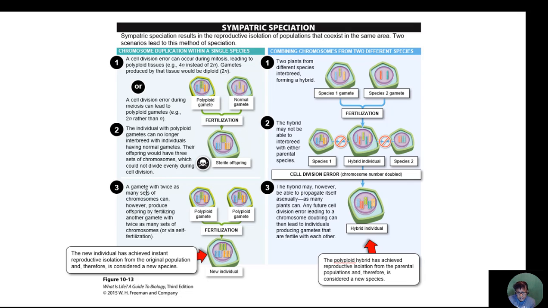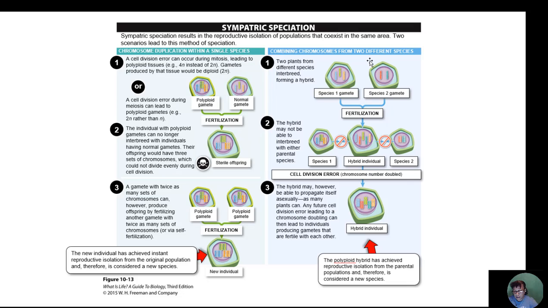Or a gamete with twice as many sets of chromosomes can produce offspring by fertilizing another gamete that also has twice as many sets of chromosomes. Or some organisms can do self-fertilization, so we have to remember that's possible too. And so now you have this whole new individual that has achieved instant reproductive isolation from the original population and therefore would be considered a new species. It has this massive number of chromosomes. So that's an example of sympatric speciation, how it can happen.